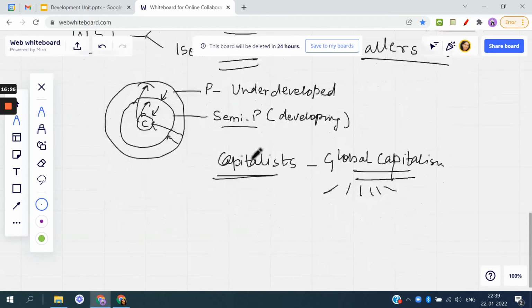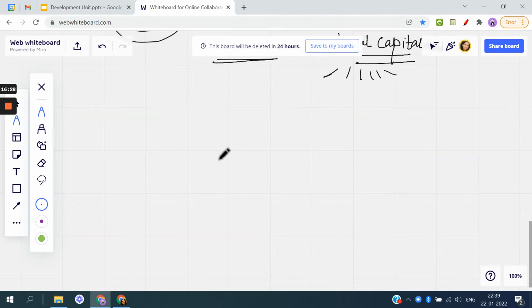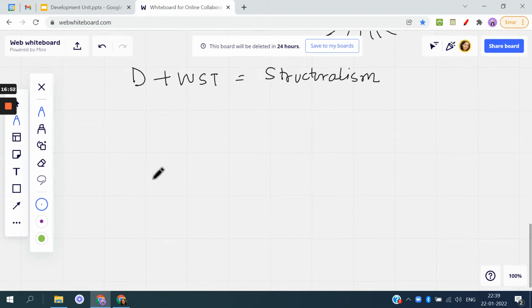Now, these are the three models. Now, I just include everything together and give you the assumptions of this one. So, if I mix dependency theory plus world system theory, then it is structuralism. All right. Now, in this, if I go further and divide this whole world, then this world is divided into four parts.